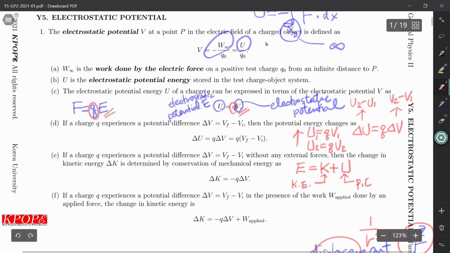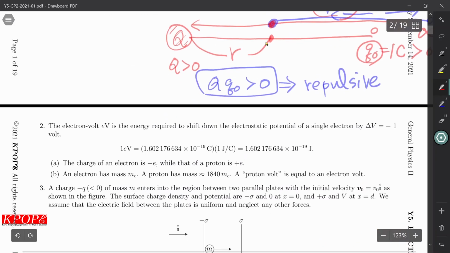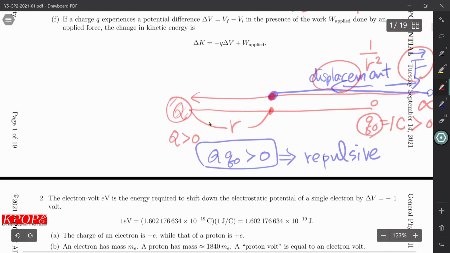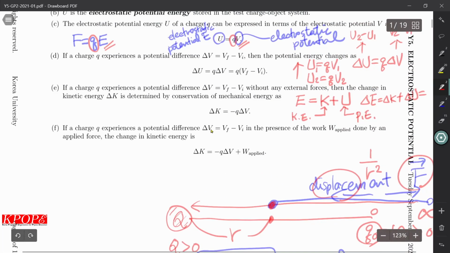Kinetic energy plus potential energy, and the difference, the change in total mechanical energy, must be zero.